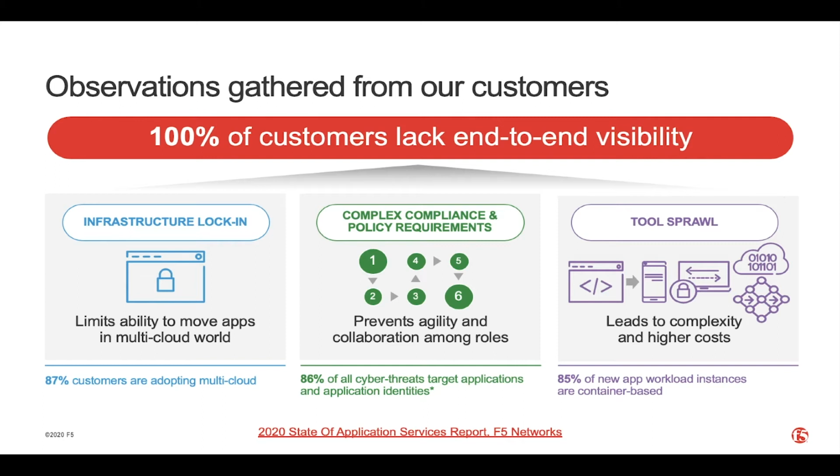In addition, there's complex compliance and policy requirements. Maybe there's an opportunity for compliance, but it's internal compliance and regulatory compliance, which causes extra issues. In addition, there's policy requirements. Those potentially prevent agility and collaboration. Finally, there's tool sprawl that is siloed. A lot of different tools don't necessarily talk to each other and they aren't integrated with each other. And this leads to complexity and higher cost. All of this, as you can see up top, really is three main issues that cause a lack of end-to-end visibility.